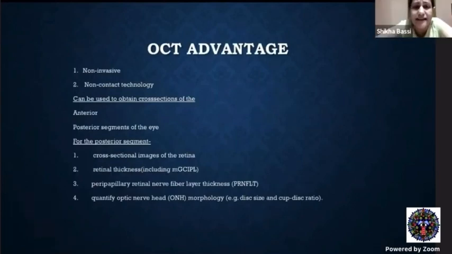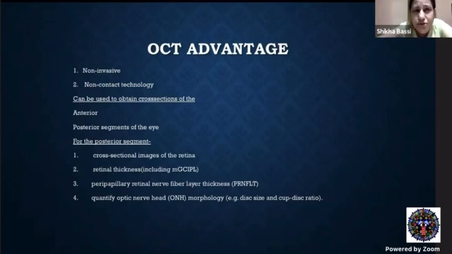What is the advantage of this technology? It is a non-invasive, non-contact technology, which gives us the cross-sectional image of either the anterior or posterior segment of the eye. What we are concerned with here is the posterior segment cross-section. So it's almost like getting an optical biopsy. What we get in these images is the cross-sectional image of the retina. We can see all the layers of the retina by this technology. We get the thickness of different layers.